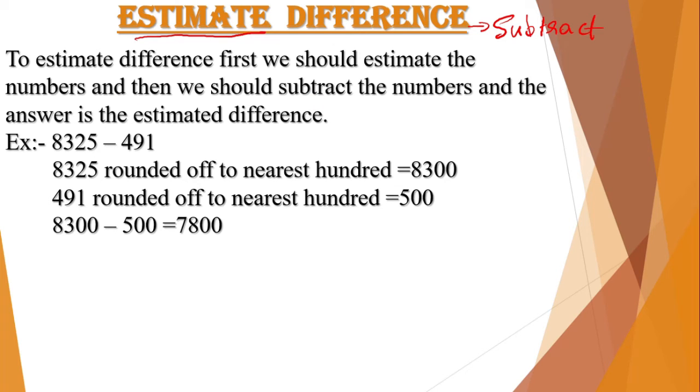So let's see a small example and understand it better. So we have 8325 minus 491. Now we should see the place value, right? So the highest place value here is 1000. So let's take 1000. But if I take 1000, I can only estimate for the first number because it goes till 1000's place value. But I can't estimate for the second number because it doesn't go till thousands. It only goes till hundreds place value.